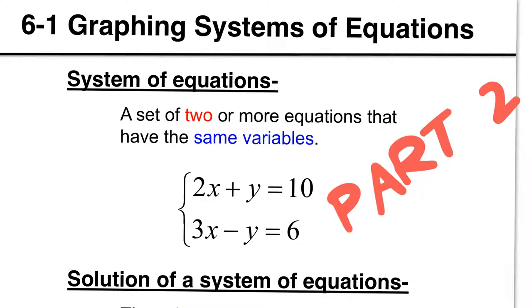So remember that a system is just when you have two equations, one on top of the other, and you want to find the value of x and the value of y that will make a true statement for both equations. When you substitute the numbers, you have to get the same answer, and it has to work for both equations. So this video is going to show you how to find those values, the x and the y, by graphing. I'm going to give you a few examples. Let's go ahead and look at them.